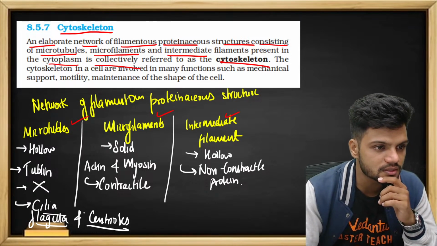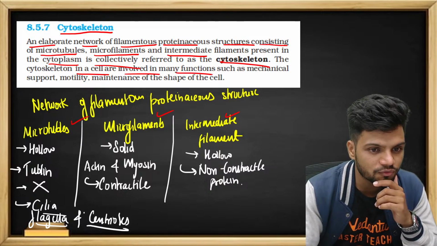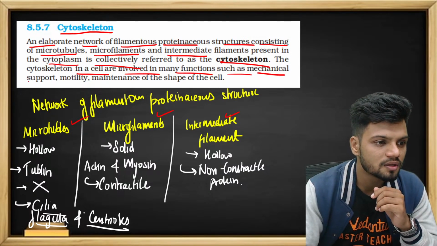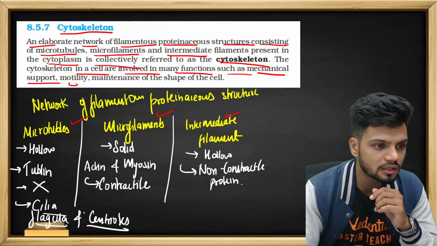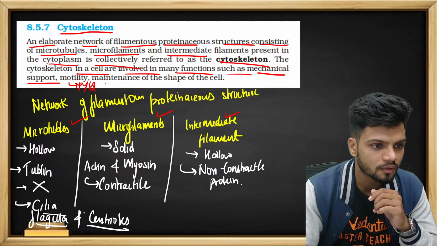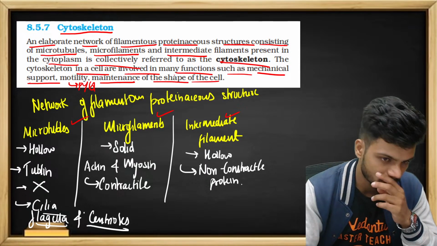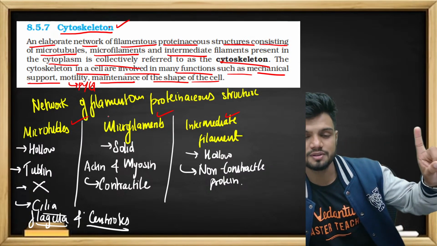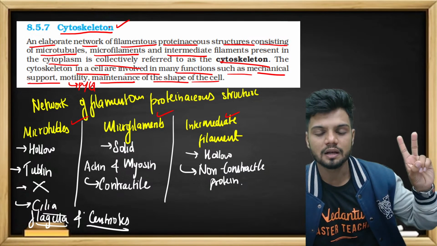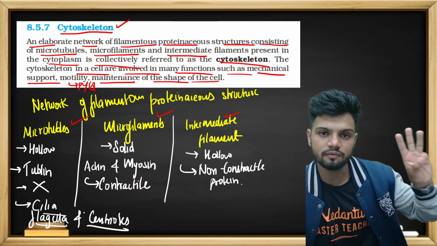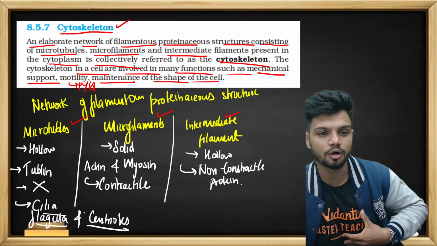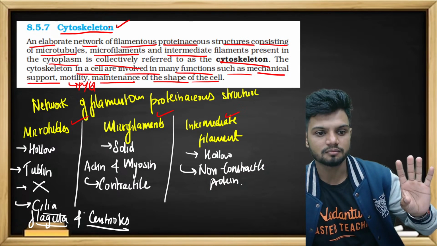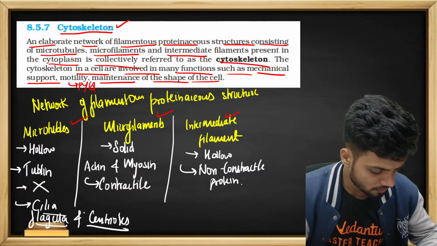The cytoskeleton in a cell is involved in many functions such as mechanical support, motility, which is a PYQ, and maintenance of shape of the cell. All these are functions of cytoskeleton. First one is mechanical support, obviously framework. Motility, it helps in movement. Maintains the shape of the cell, like how bones maintain the shape of our body.